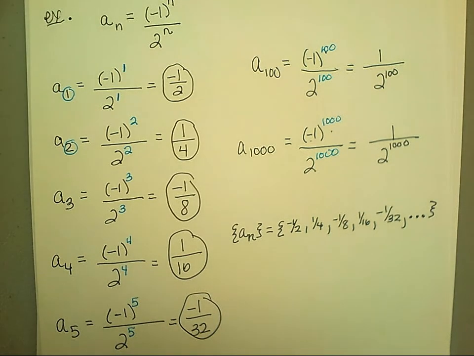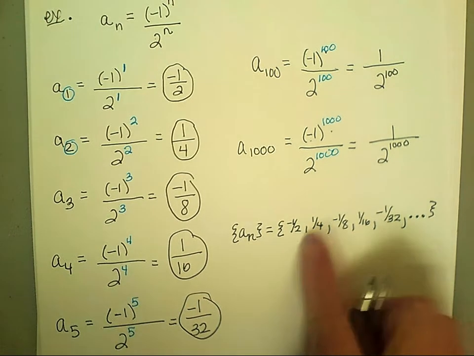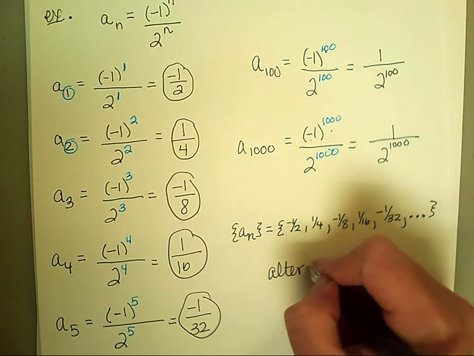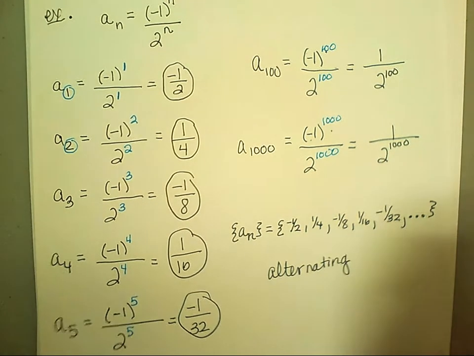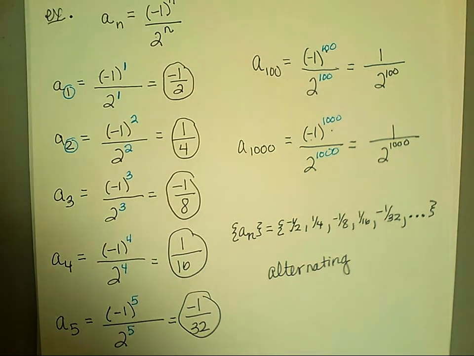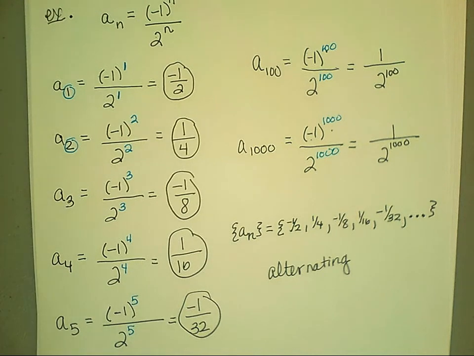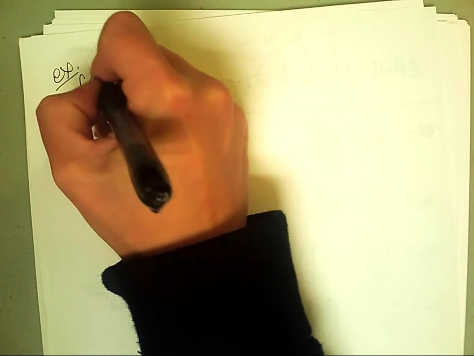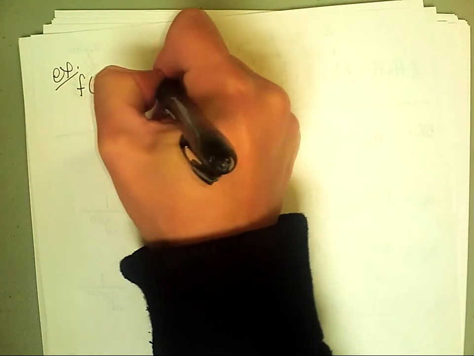Okay. So notice what's happening here is that the signs are changing, and so this is known as an alternating sequence. Okay, it changes signs. Negative, positive, negative, positive, negative, positive. Let's do a few more. Okay, what if, for example, we had f of n is 2n minus 1.